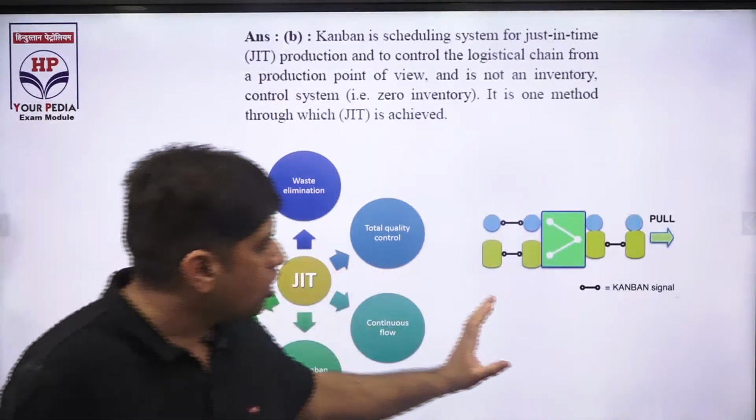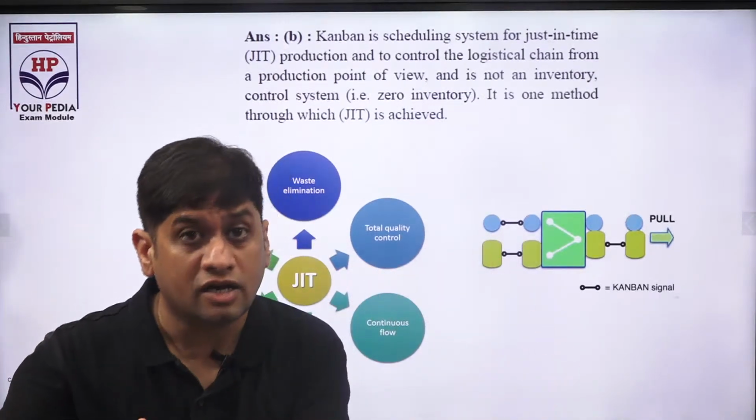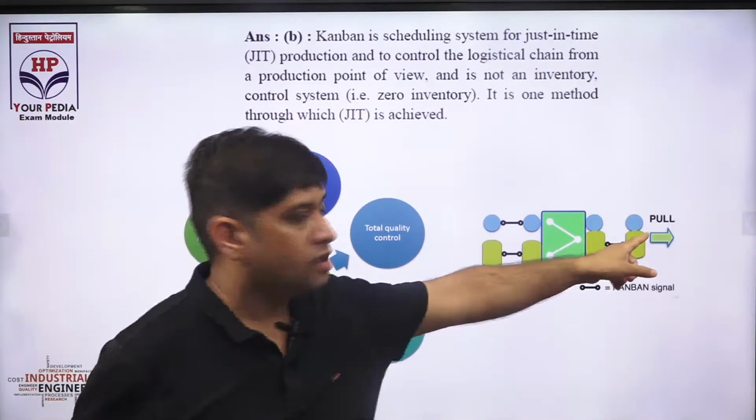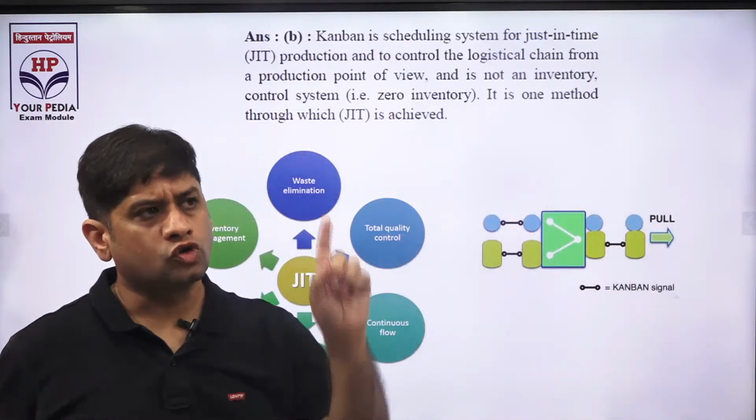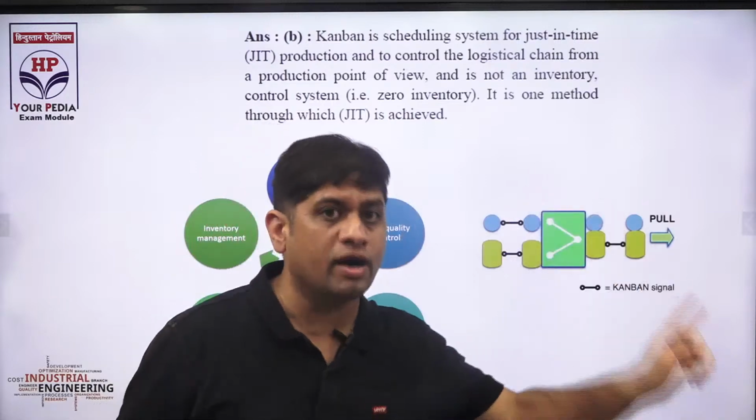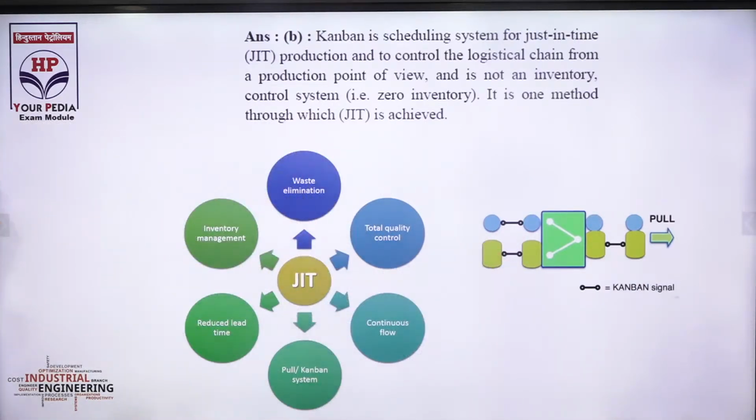In the Kanban system, I will not produce something unless there is a demand or there is a pull. Only when there is a demand or pull will I produce something. I will not waste. So Toyota production system, just in time, Kanban, pull, these are all linked things. It is a scheduling system for just in time production, and to control the logistic chain from the production point of view. It is not an inventory control system. It is zero inventory. It is one method through which just in time is attained.